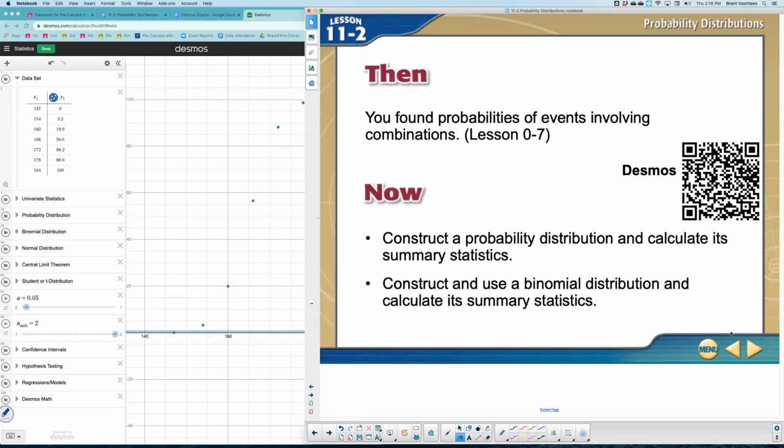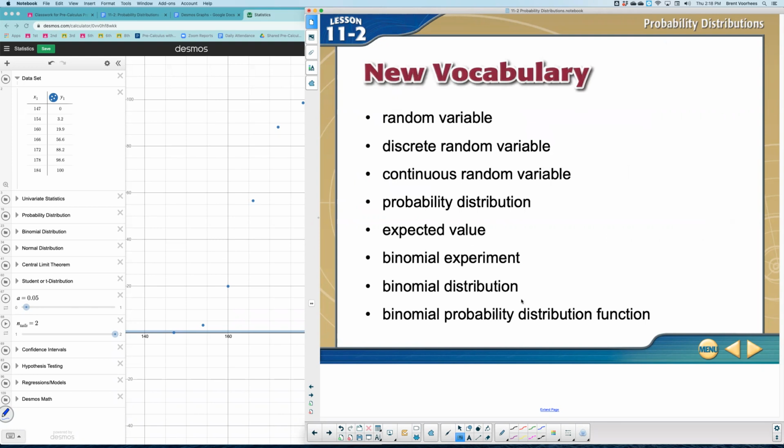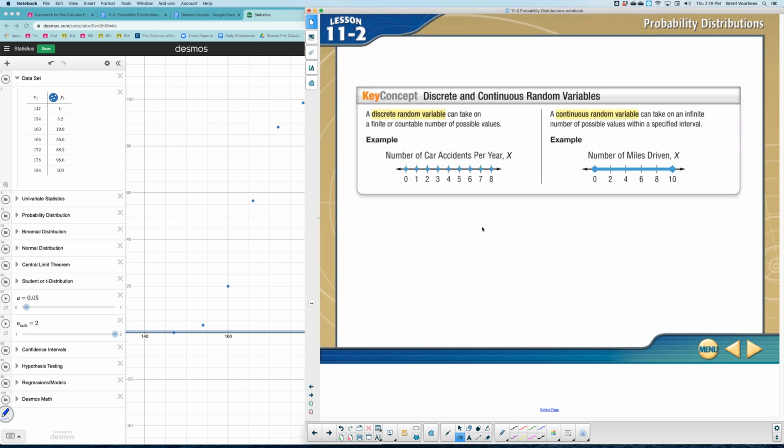All right, for 11.2 now, we're going to look at what we call probability distributions. With probability distributions, along with all this new vocabulary, we're going to see that the probabilities can be distributed over a graph of certain probabilities. So to start us off, let's start with what type of variables we might have.